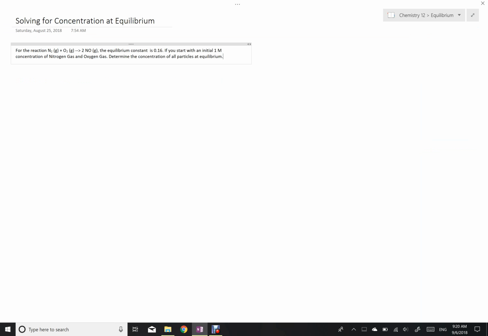All right, we're going to get to it here, a problem where we're going to solve for the concentration at equilibrium. So for the reaction, there's our reaction right there. Nitrogen gas and oxygen gas are going to form nitrogen monoxide. We have an equilibrium constant of 0.16.